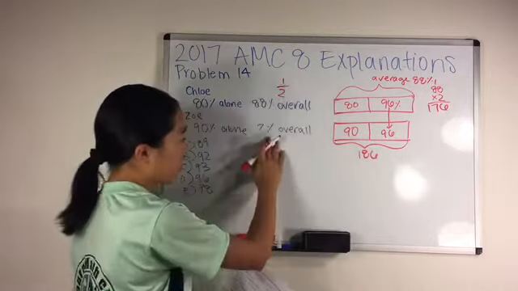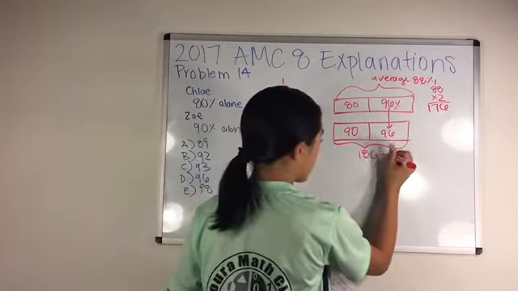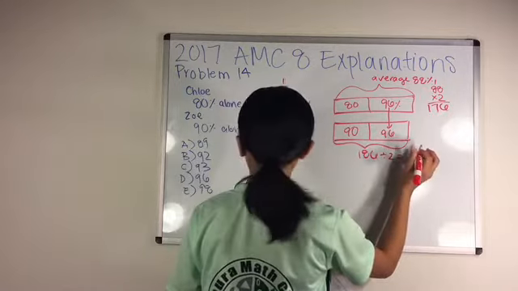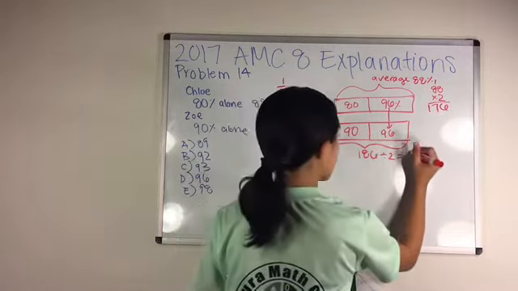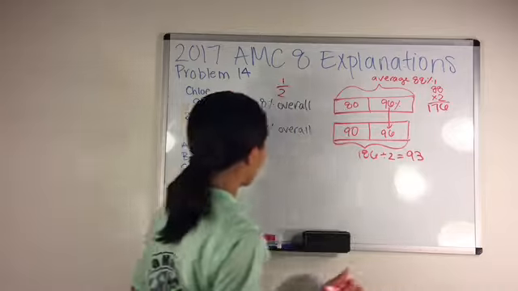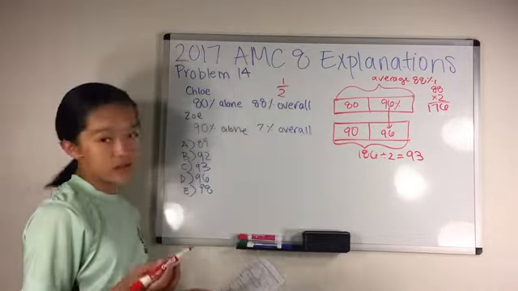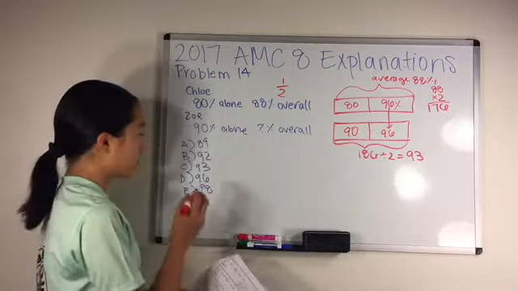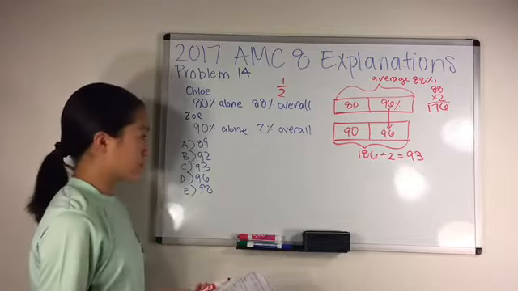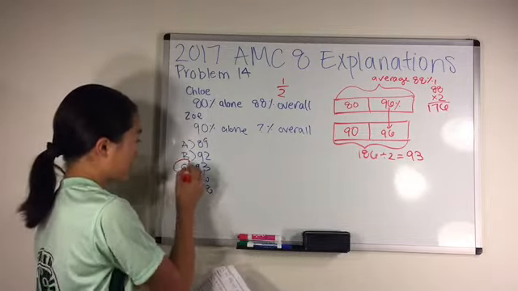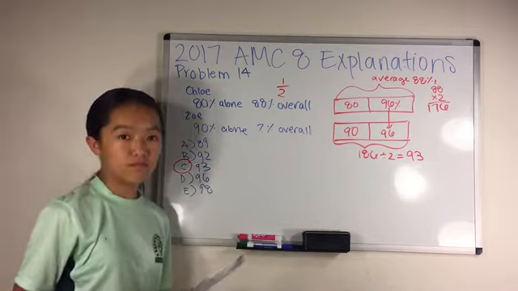Now we need to find our average. So we do 186 divided by 2 because there are 2 halves, and that gives us the answer of 93. Therefore, 93% overall is our answer. So Zoe's overall percentage of correct answers was 93%, which is letter C.